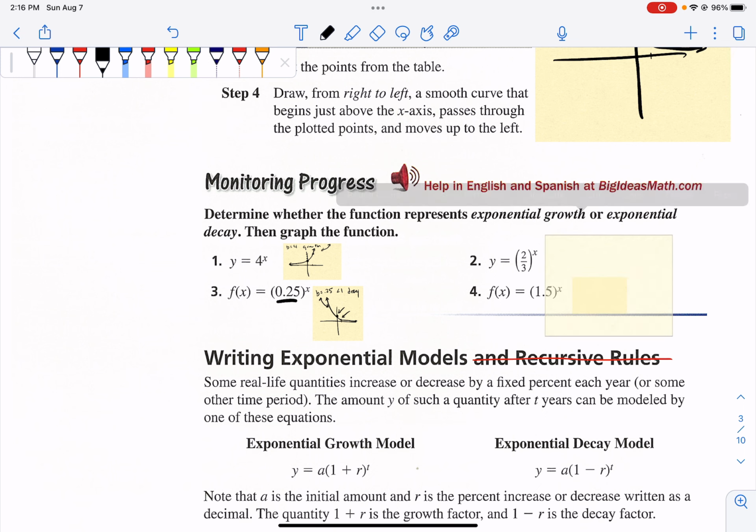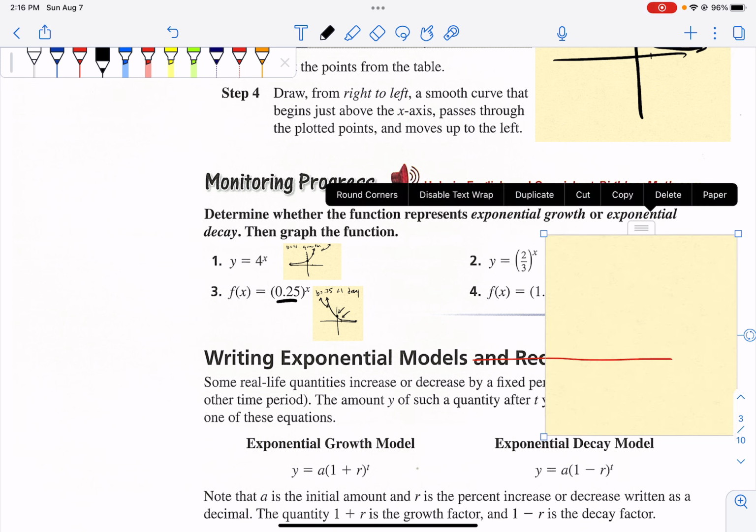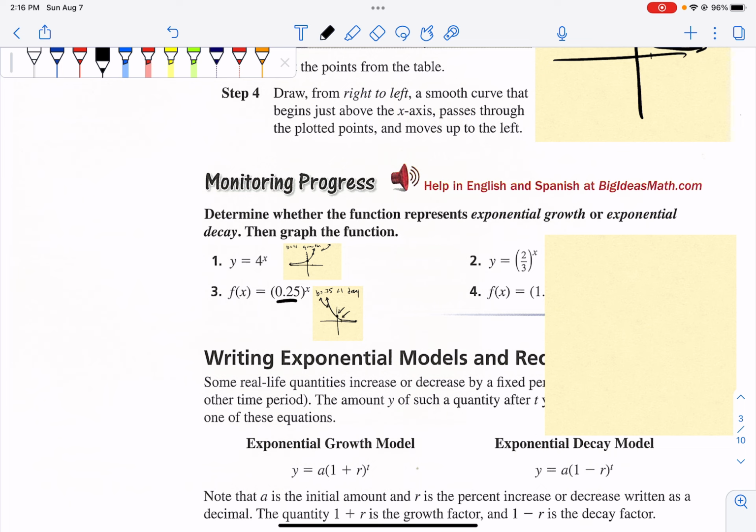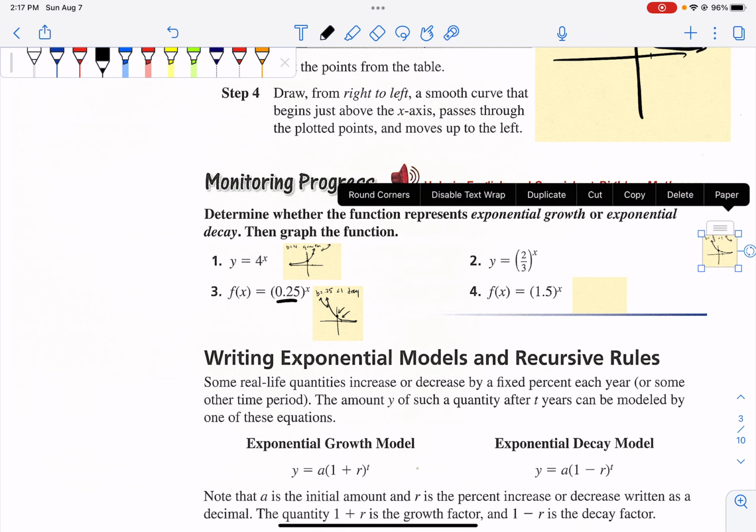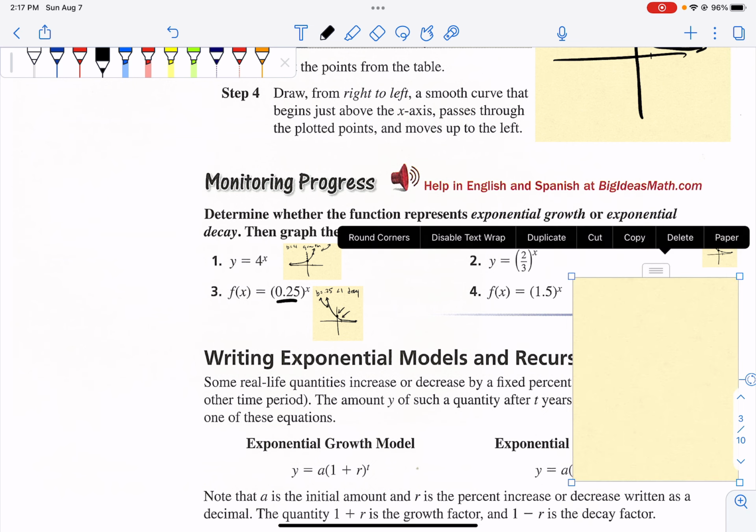Okay, number 2 over here. Now you guys feel better, right? Because now I'm doing number 2. My b value is 2/3, which is less than 1, which means this is exponential decay. So when I graph this, I'm going to go through the point (0, 1), and then I'm going to go over 1, and I'm going to go up 2/3. So as I go to the right, I'm going to get close to 0. As I go to the left, I'm going to go to infinity. And I'm done with that one. I told you this is an easy day.